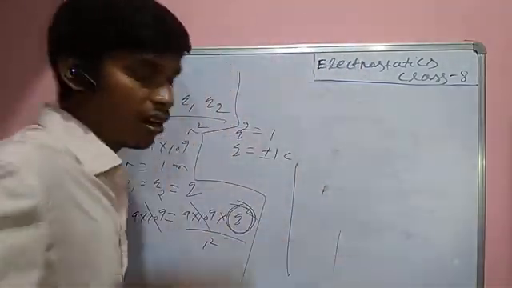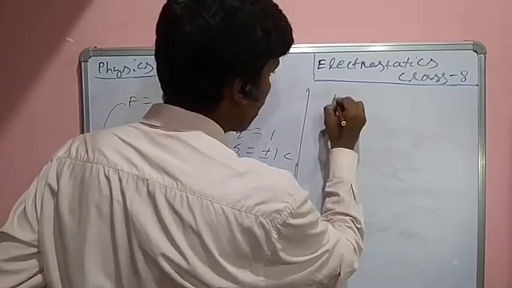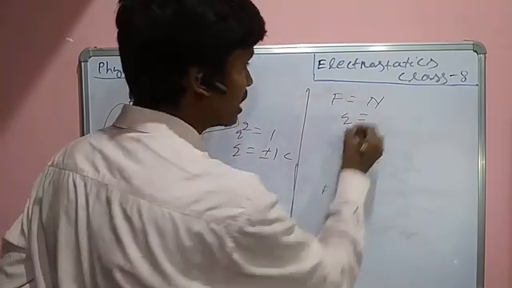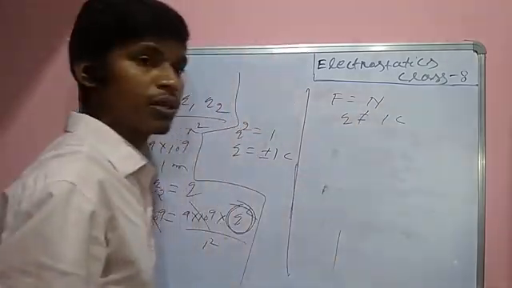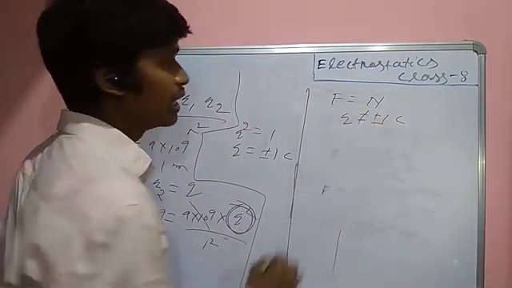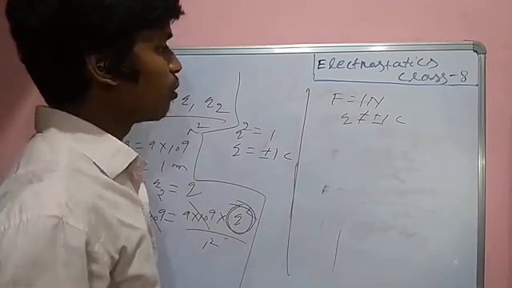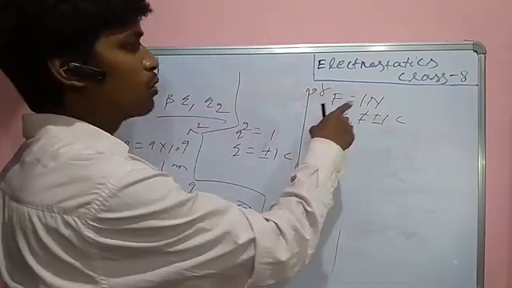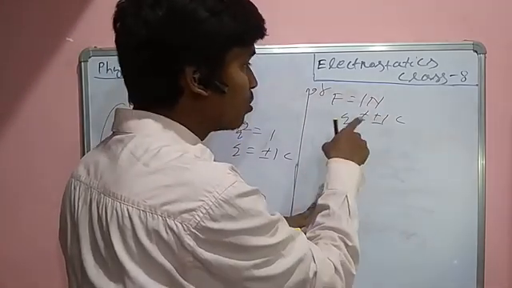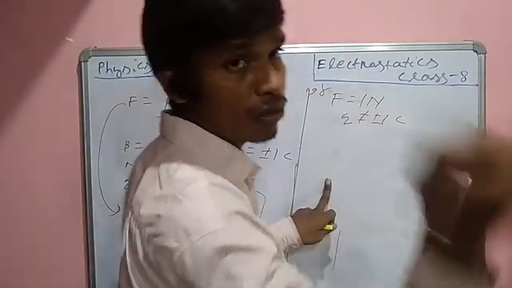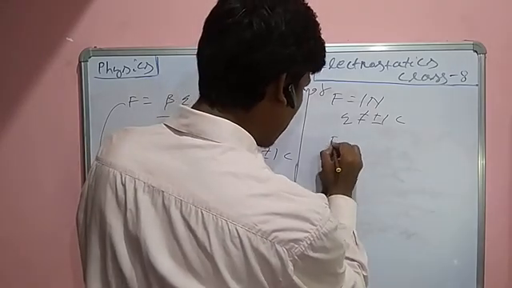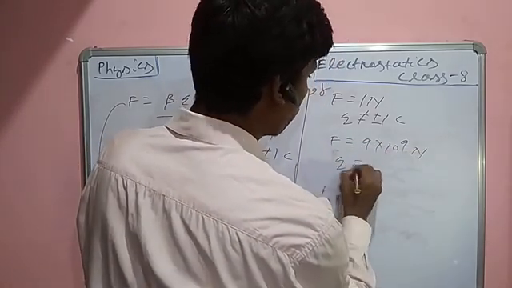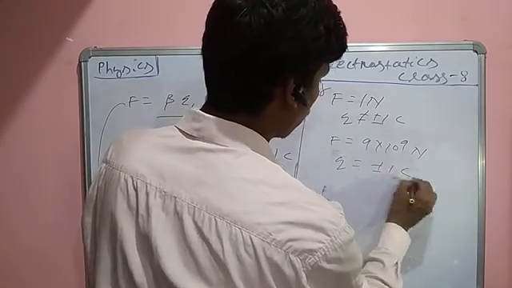Listen carefully. Here if F is equal to 1 Newton, then Q is not equal to plus or minus 1 coulomb. Yes or no? If F is equal to 9 into 10 to the power 9 Newton, the value of Q is equal to what? Plus or minus 1 coulomb.